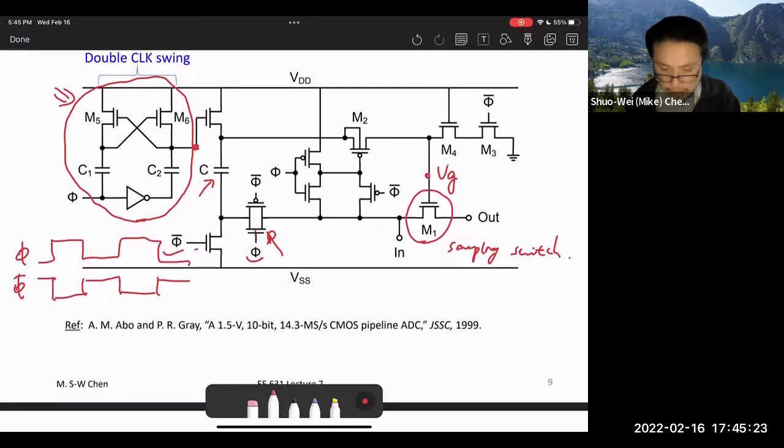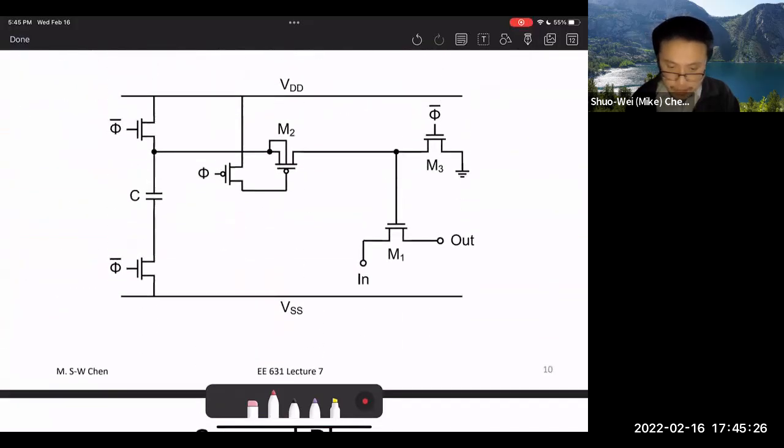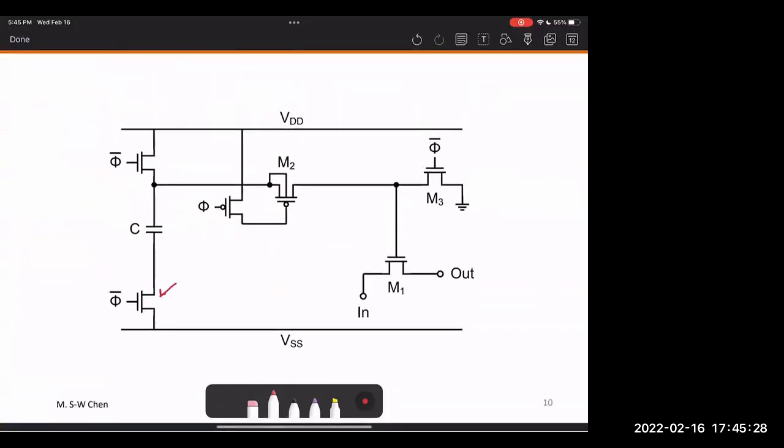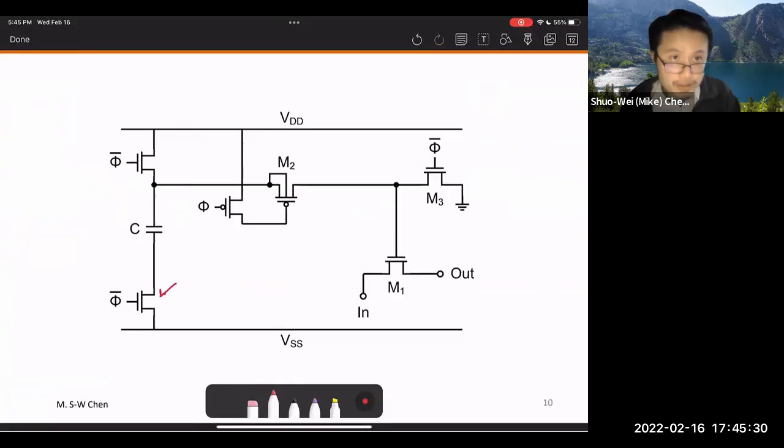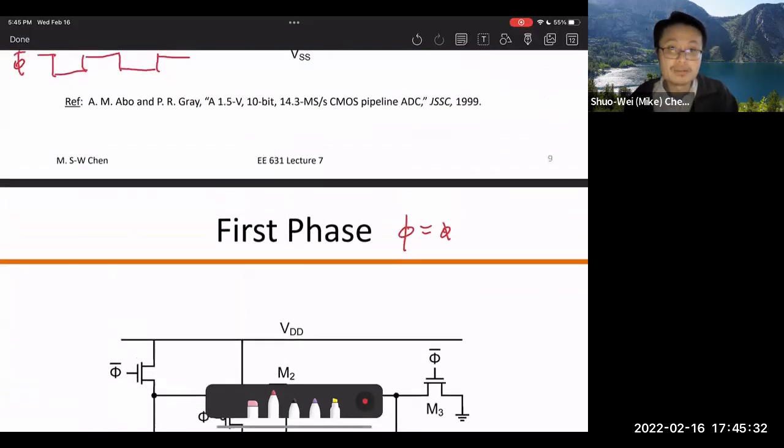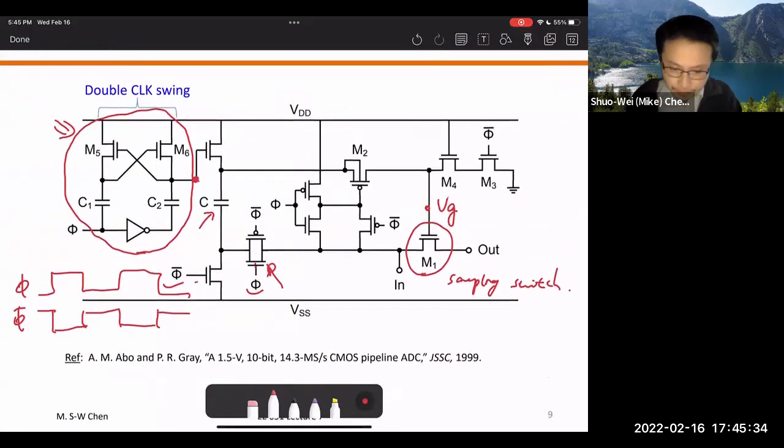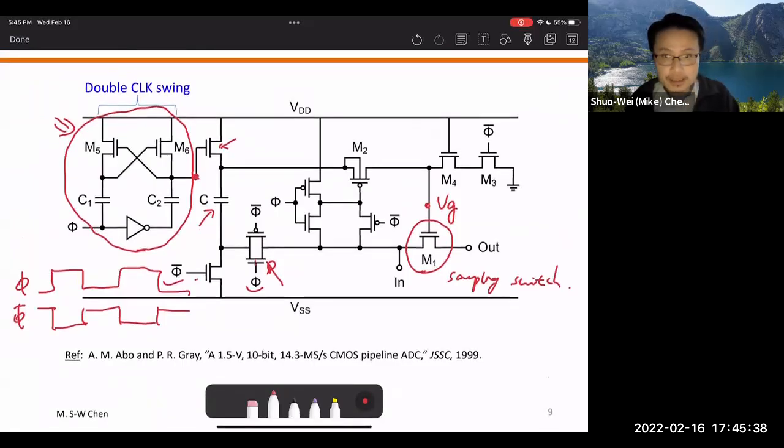Phi bar is on, right? So you can see here it is on, so I put it there. Whatever switch I put here means it's on. Same thing with this NMOS on the top, that one is on.